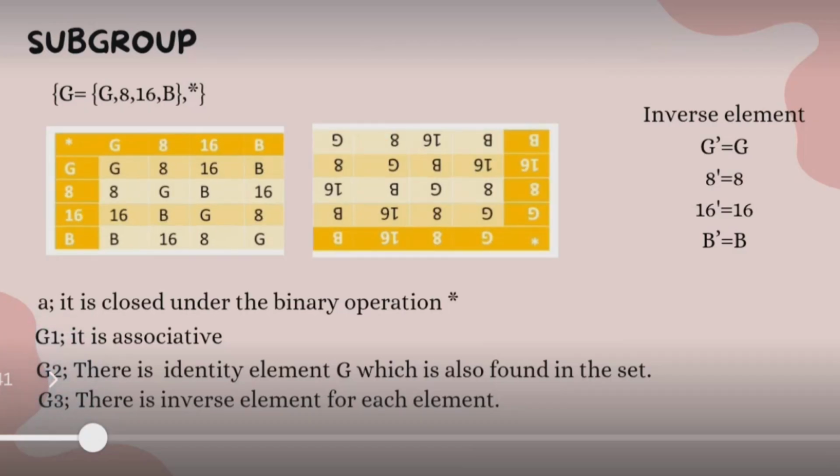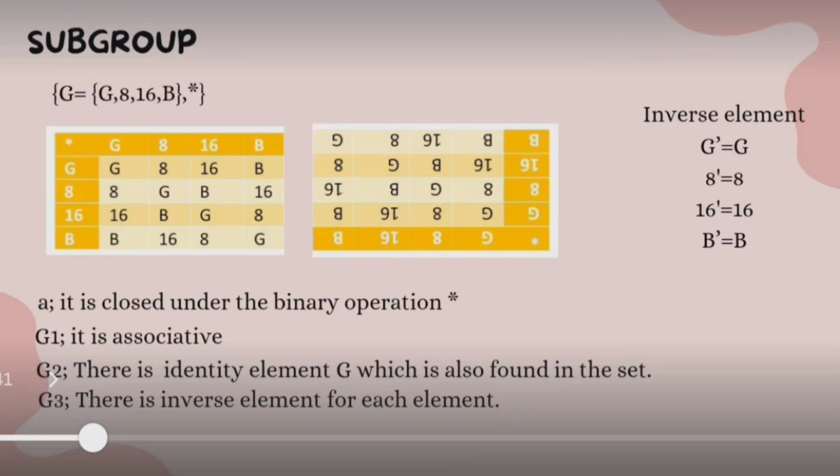So next is a set of G with the elements G8, 16, B. Of course, it is also closed under the binary operation star. And it is also associative, because as you can see on the table, when we turn it 180 degrees, the result is still the same.